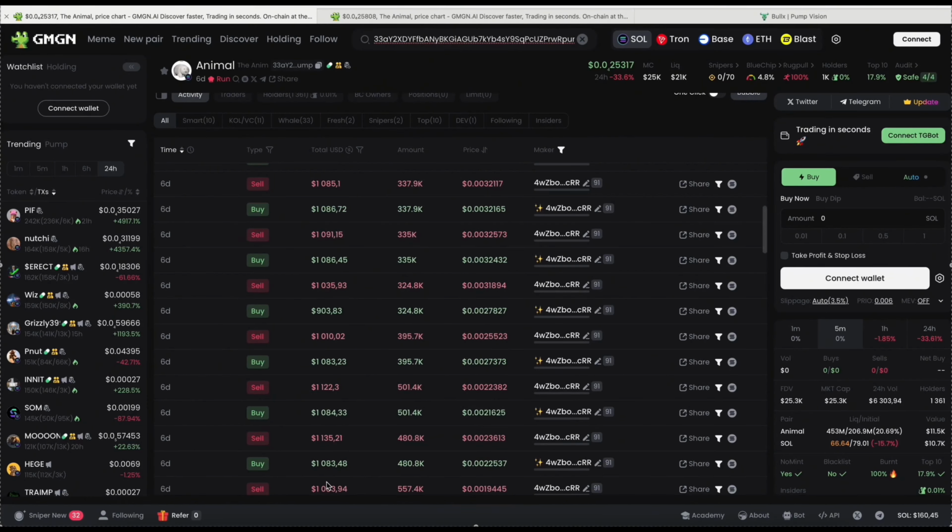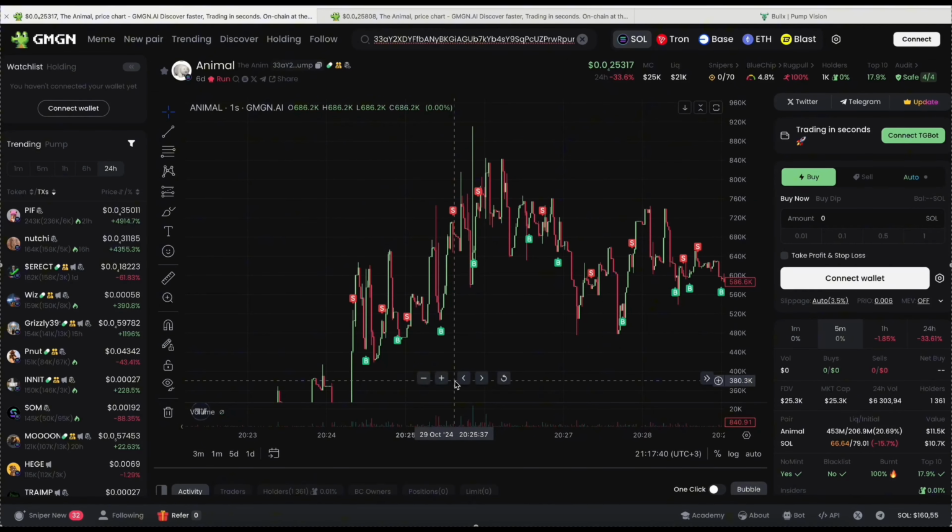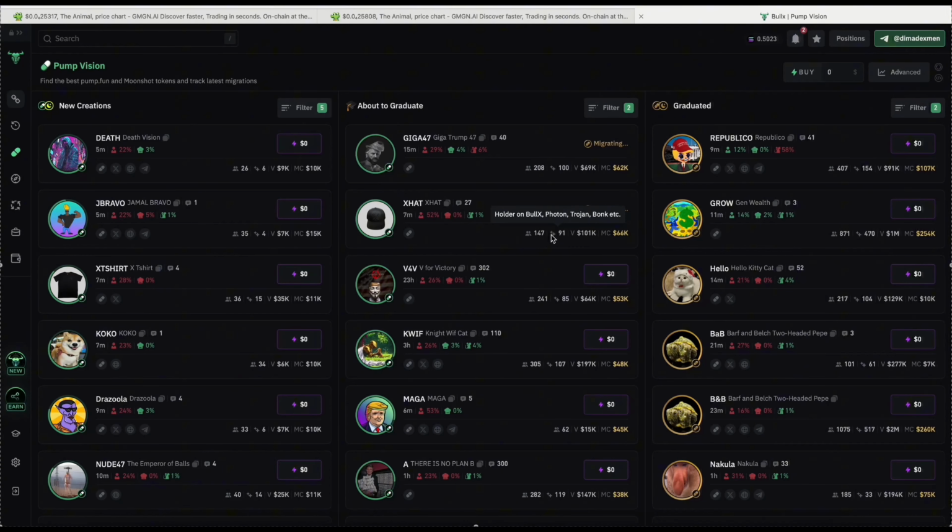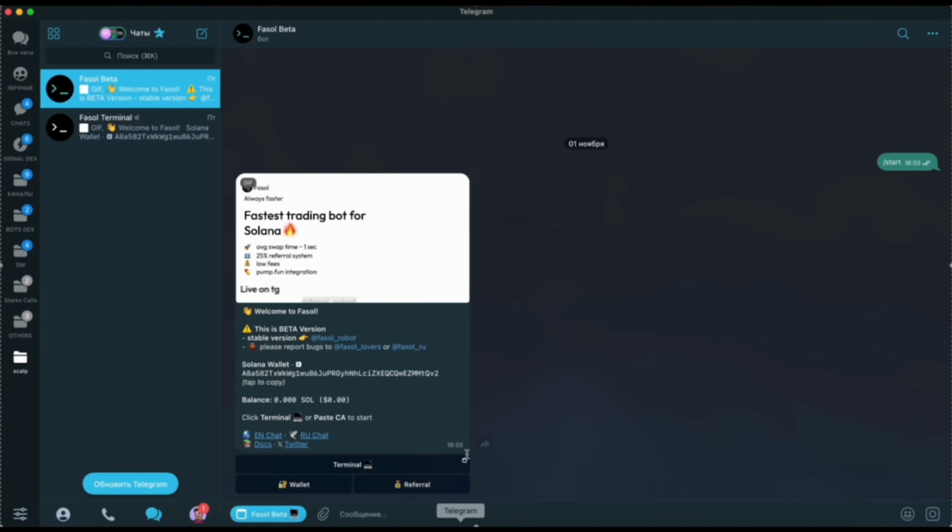We see clearly that he bought for $1,083, sold for $1,135, bought for $1,084, sold for $1,122. That's a micro movement, but due to the large number, a good profit is obtained. I want to say right away that it will not work to use BullX for such a strategy, because its transaction speed is much lower. Or if you want to achieve the same transaction speed, then you will need to pay an additional commission. But even an additional commission will not save you, because the speed of loading the BullX chart is much slower than the tool I will now show.